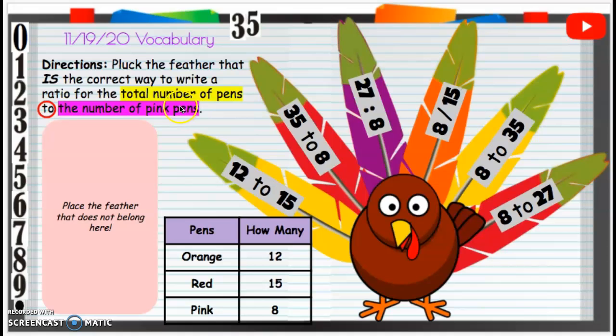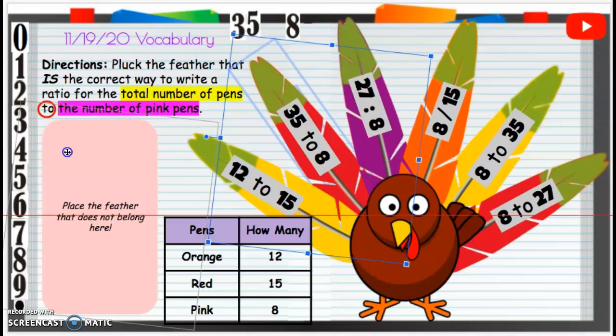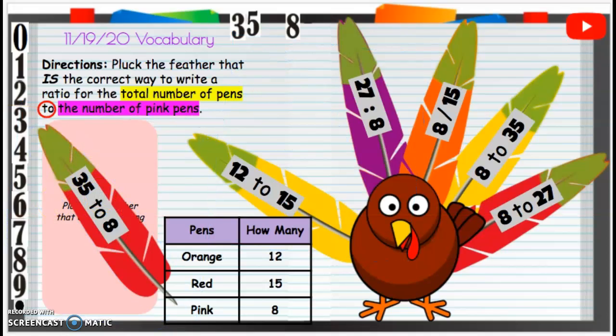Second, how many pink pens are there? 8. There's 8 pink pens. So we're going to look at which one of these feathers has 35 to 8. So 35 to 8 in that order, remember. Oh, here we go. 35 to 8. It's this red feather. And that is it for our vocabulary. Great job.